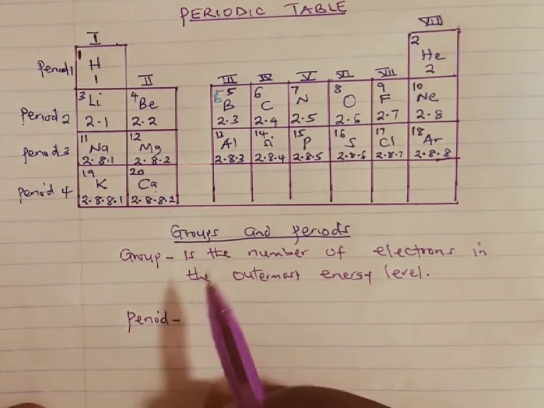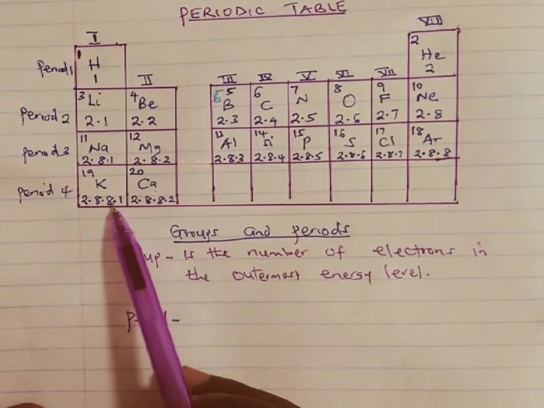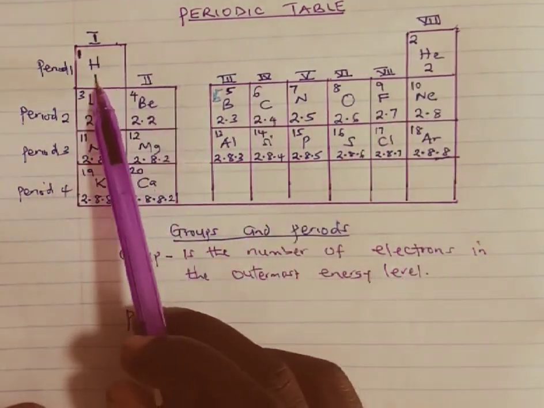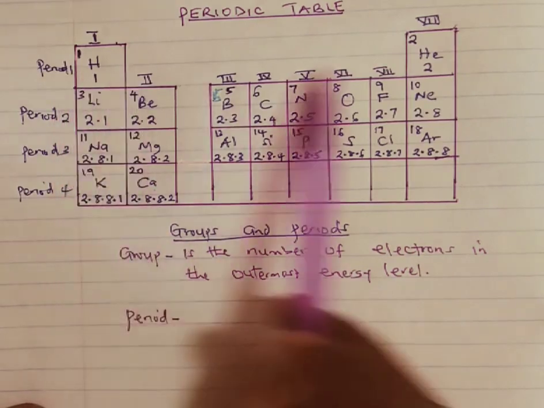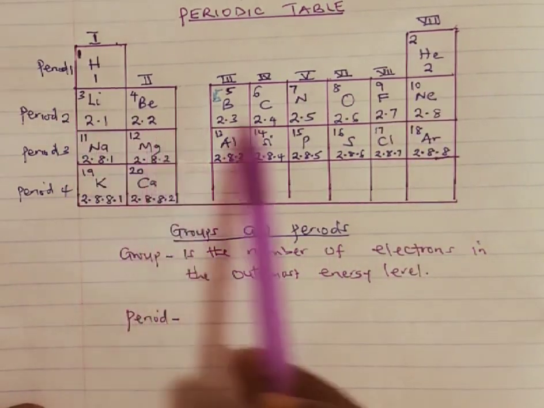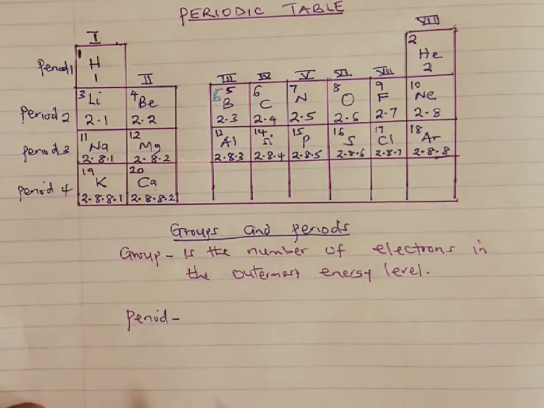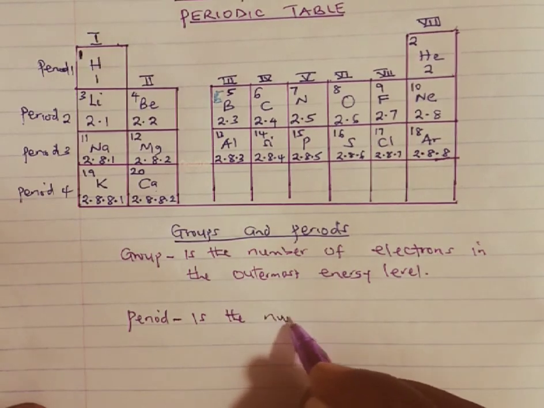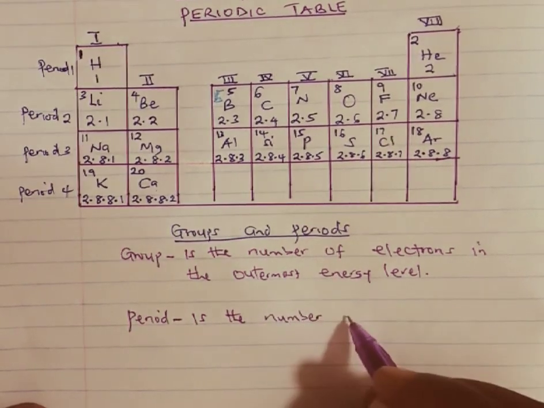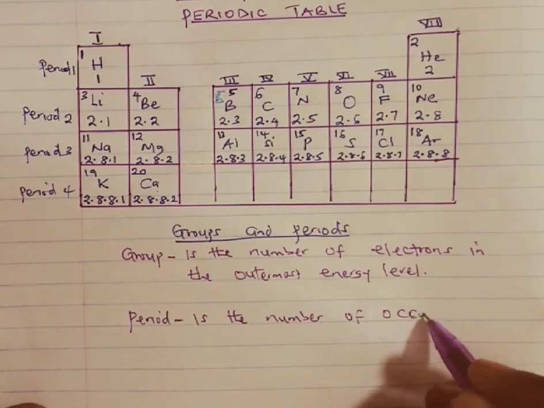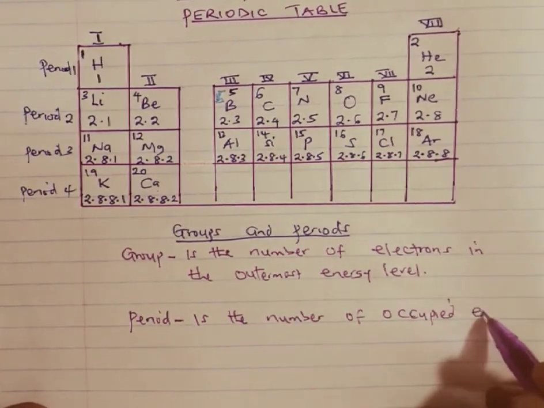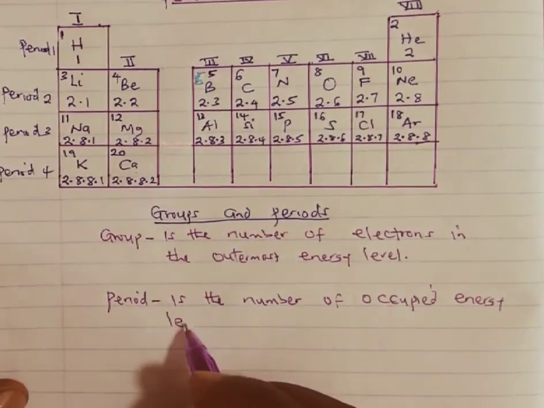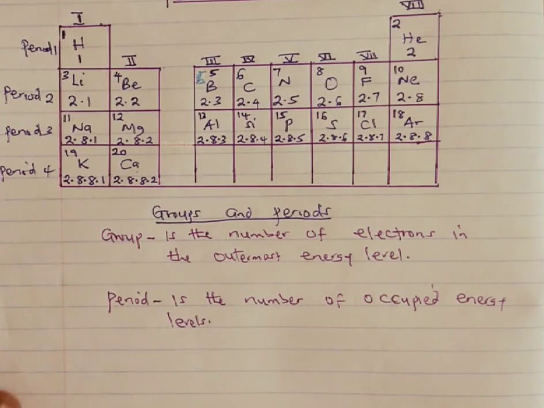So to identify the period, we always look at the number of occupied energy levels. Since hydrogen and helium have only one occupied energy level, they are in period 1. Those that have 2 occupied energy levels are in period 2, in that order. So we can define period as the number of occupied energy levels. The number of occupied energy levels will always give us the period.